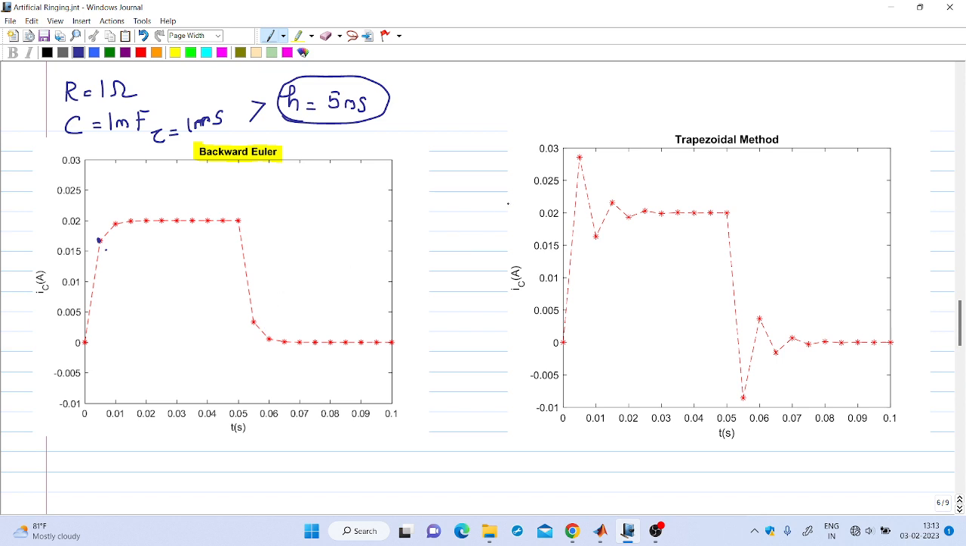But if you are solving the same circuit with the help of the trapezoidal method, you can see that here there are oscillations in the transition periods. You can see oscillations in these two regions, whereas in the backward Euler method there was no oscillation even though there was error. But here there is error and the sign of the error is changing alternately, positive and negative. So that phenomenon is known as ringing in numerical methods.